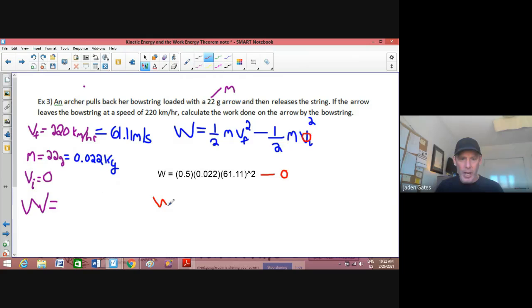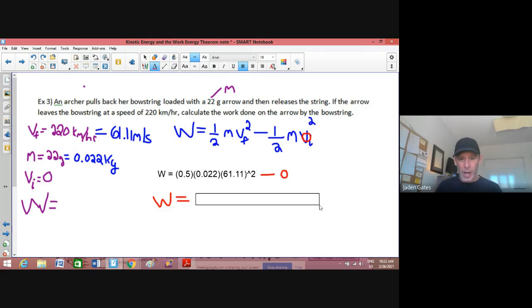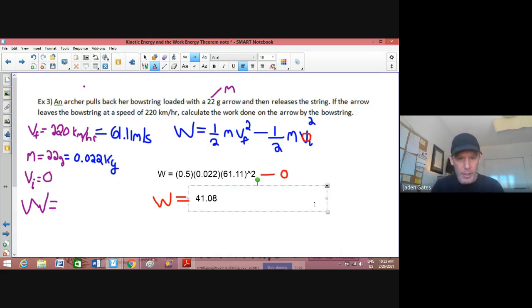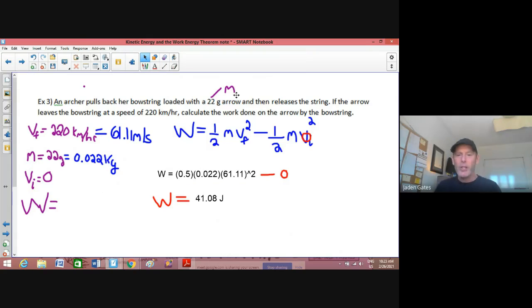All right, so now I can just find my work, again, following BEDMAS here. 61.11 squared, then times 0.022 times 0.5, I end up with 41.08 joules, which is kind of a small number, but the thing is that this is a small object, so it doesn't take as much energy to speed it up. Whereas if you have a much larger mass, it does take a lot more energy to speed it up the same amount.